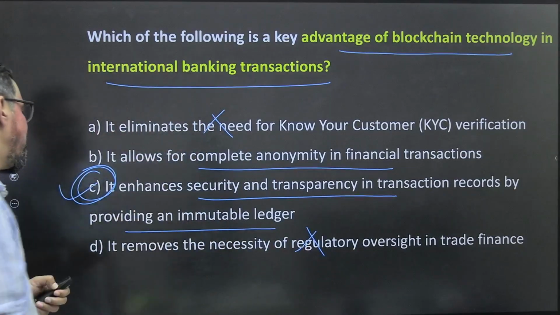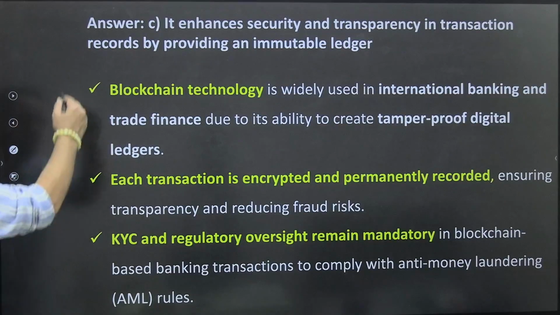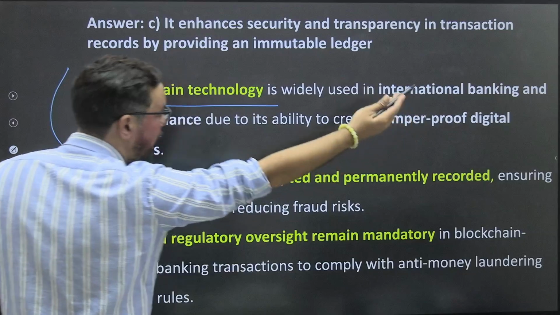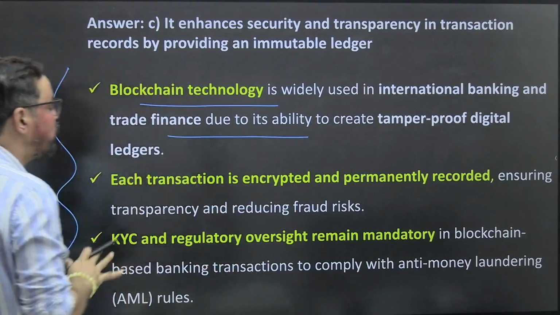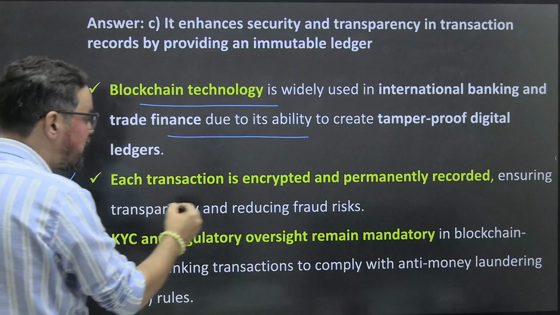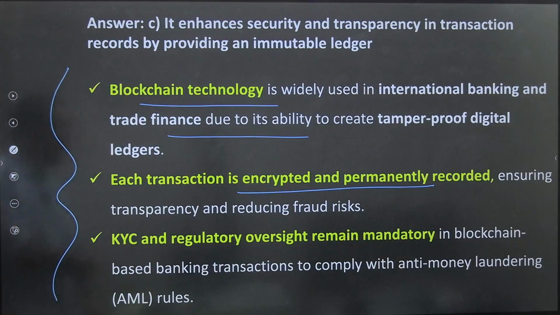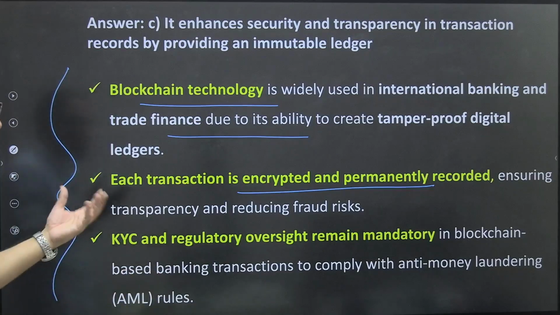So what will be your correct answer? These statements we have gone through in the past itself. Okay, so C will be the right answer. Blockchain technology is widely used for international banking and trade finance due to its ability to create tamper-proof digital ledgers. Each transaction is encrypted and permanently recorded, ensuring transparency and reducing fraud risk. KYC and regulatory oversight remain mandatory.